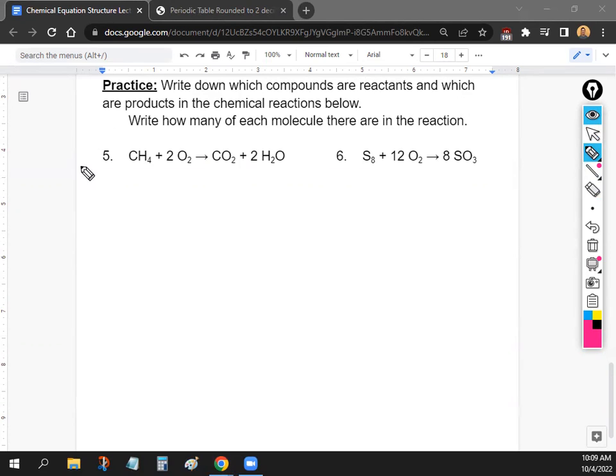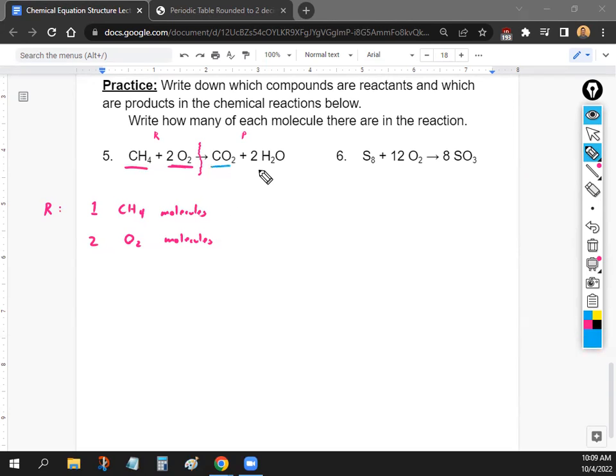Okay, so for number 5, again, we're going to separate the left and the right side. The left side tells us the reactants, and the right side tells us the products. So for your reactants, you should see CH4. There's no number in front of it, so we got one CH4. There is an O2, but there's a 2 in front of it, so there are 2 O2 molecules. Okay, let's go to the right side.